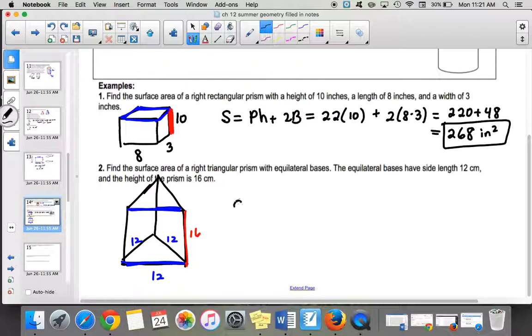Okay, so if we know our formula for a prism, it's P times H added to 2 times B. So our perimeter of this equilateral triangle, what's the perimeter? 12 plus 12 plus 12. So 36. And the height is 16. And then we have 2 times the area of the base.